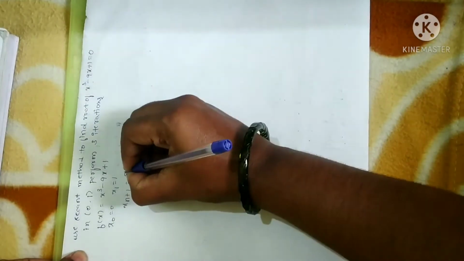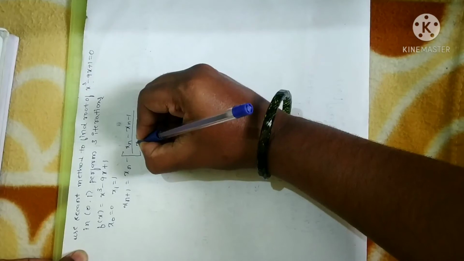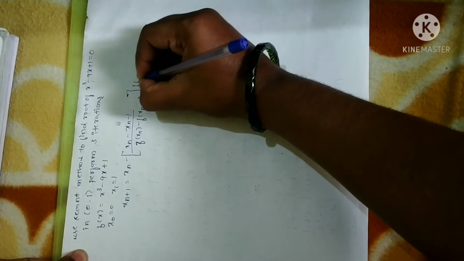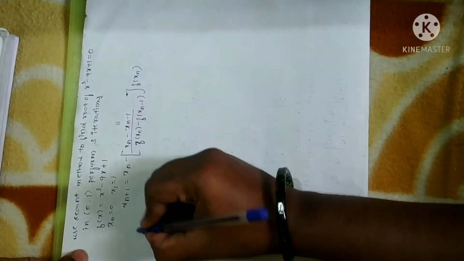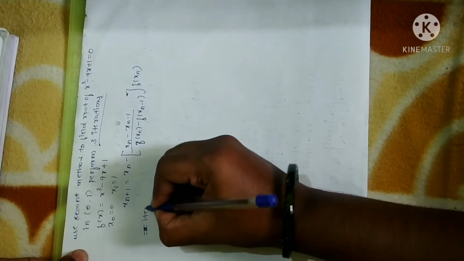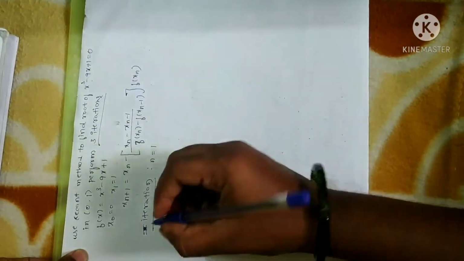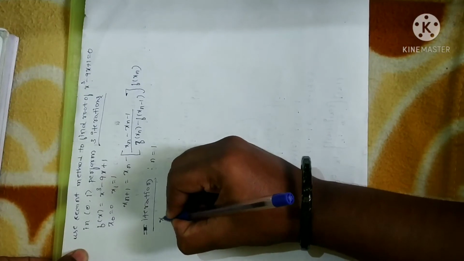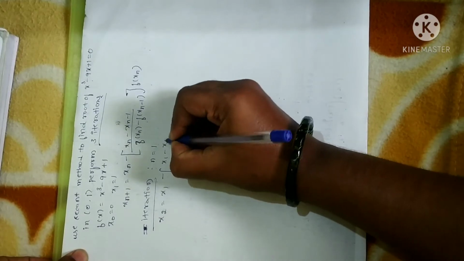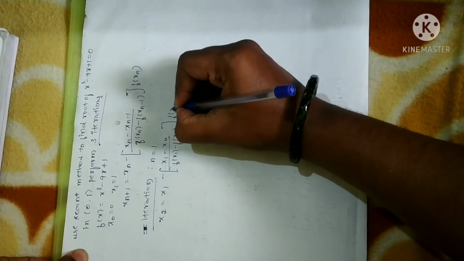Now let me write the formula. Xn plus 1 is equal to xn minus xn minus 1 divided by f of xn minus f of xn minus 1 into f of xn. This is the formula for the secant method. Now we are asked to find up to 3 iterations. Procedure is the same. Let me do the first iteration. For the first iteration you take n equal to 1. So substitute n equal to 1. You will get x2 is equal to x1 minus x naught divided by f of x1 minus f of x naught into f of x1.